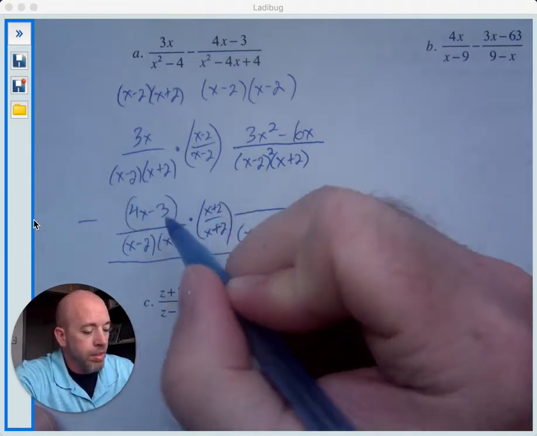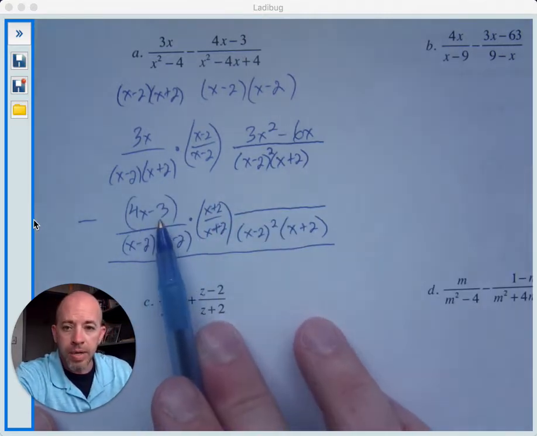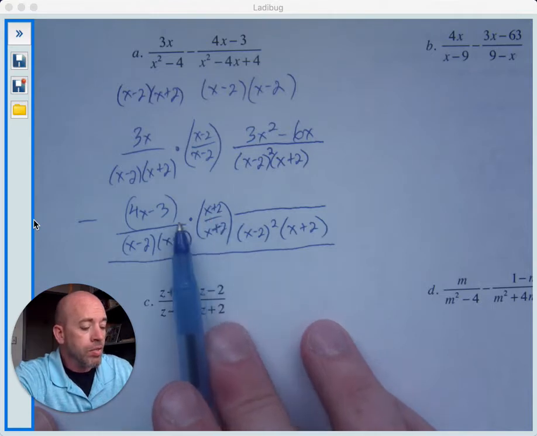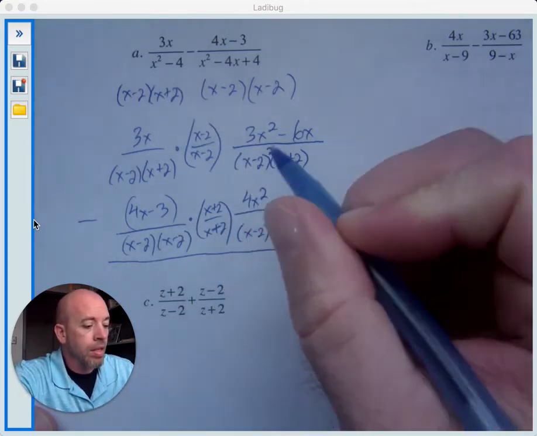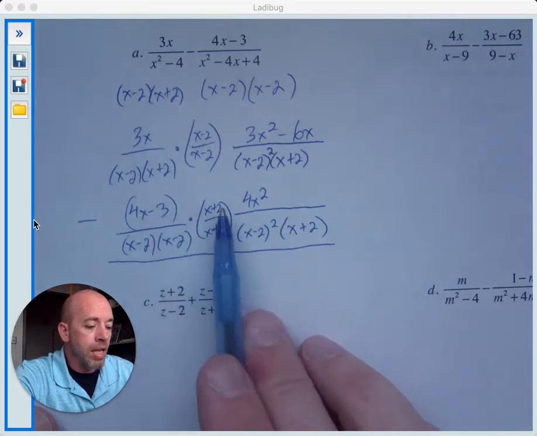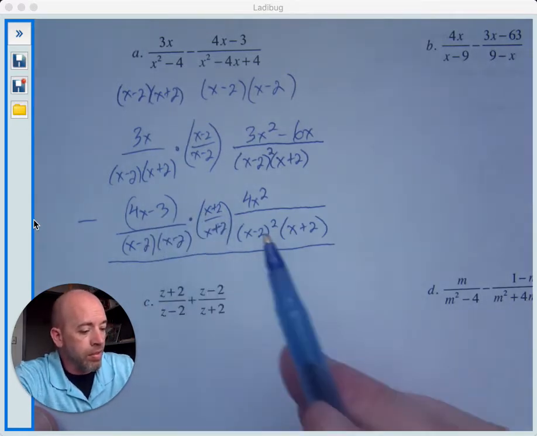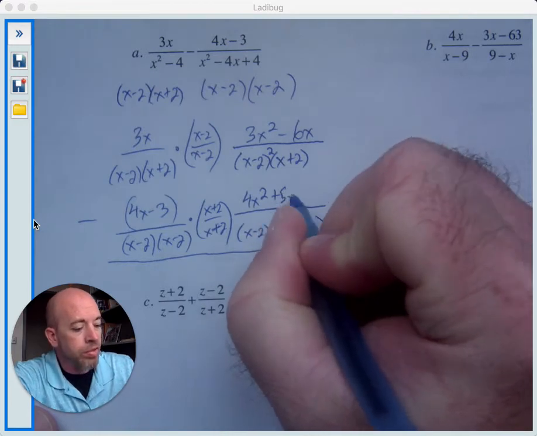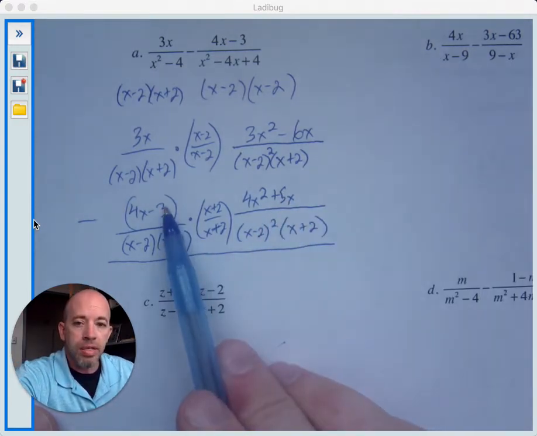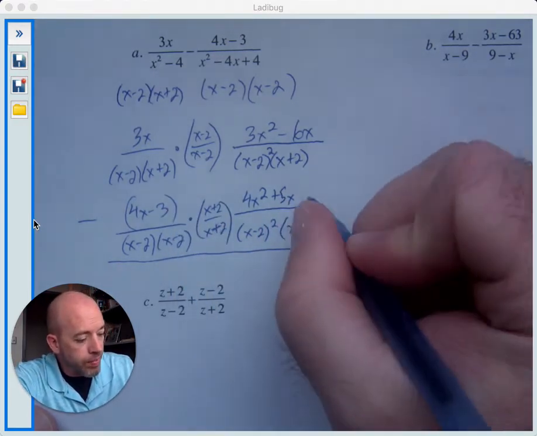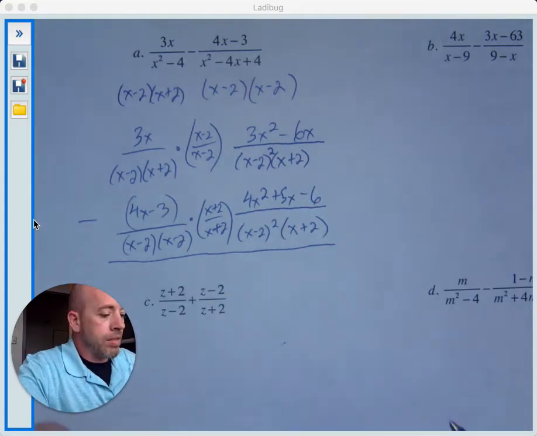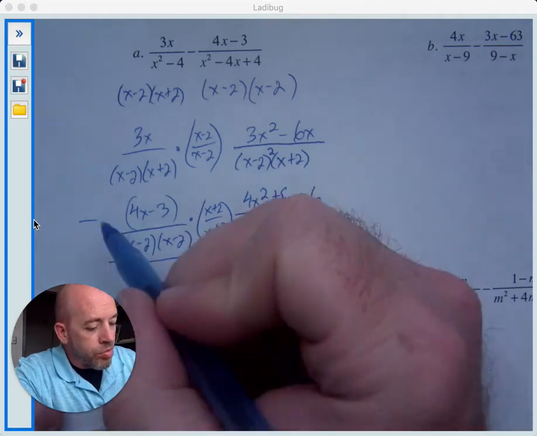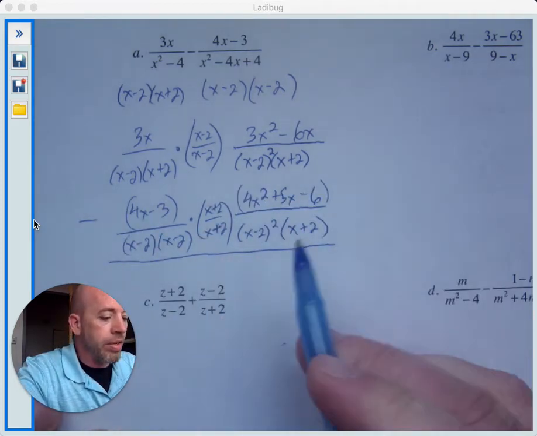Again, we could put that in parentheses, so it reminds me I need to FOIL, right? So 4x times x is 4x squared. We would have an 8x and a negative 3x together. That gives us 5x for our middle term. And then negative 3 times 2 is negative 6. Right? Now we're going to combine these. So we take all this stuff and we're subtracting all of that stuff, right?